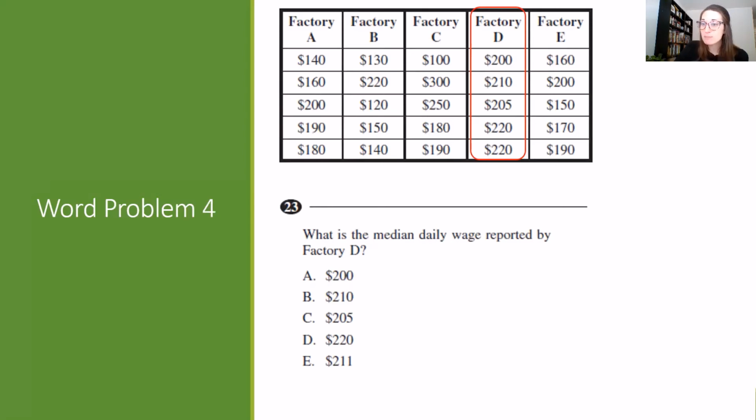Now it's asking us for the median. And what does median mean? It means the number in the middle. And the only way to find that out is to put these in order from least to greatest. And you'll notice that they're not in order right now. So if I write them out, I will have 200, 205, 210, 220, and 220. And I need to keep all 5 numbers. Which one falls in the middle? Letter B, 210.